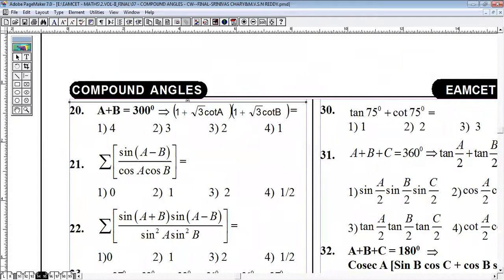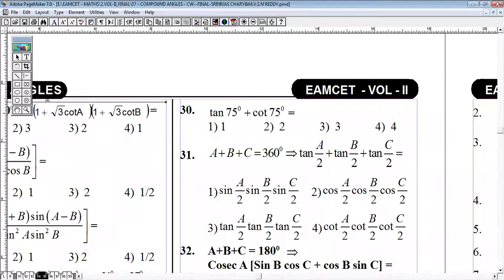Next, look at the 30th problem. What is the value of tan 75 degree plus cot 75 degree? Tell me, what is the value of tan 75 degree? 2 plus root 3. What is the value of cot 75 degree? 2 minus root 3. Adding both, we get 4. The answer is 4.